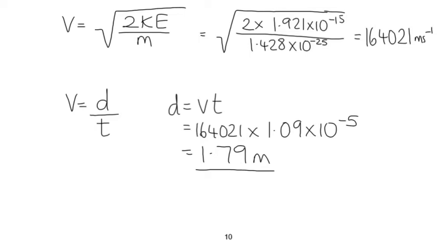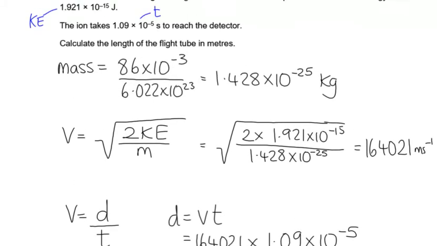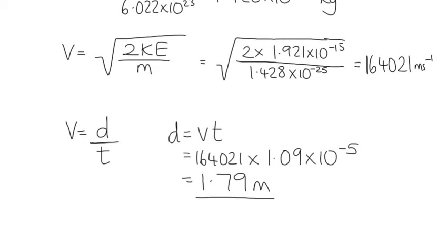So that's how we'd calculate the length of the flight path, the distance that the ions have had to pass in our mass spectrometer. So that's that middle separation section. How big is that middle separation section? Now think about the size of the machine and think about what could be realistic.